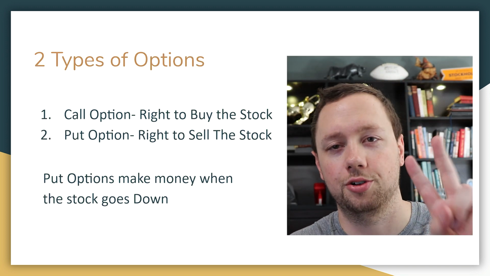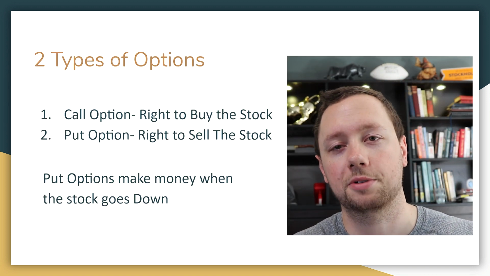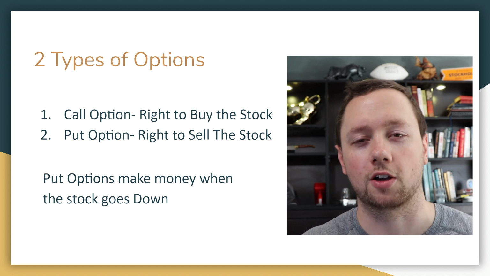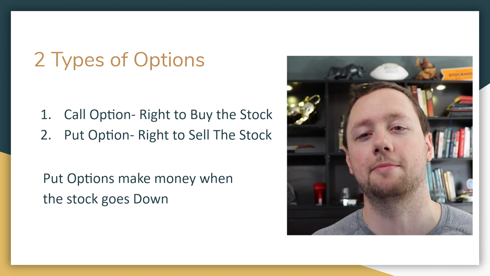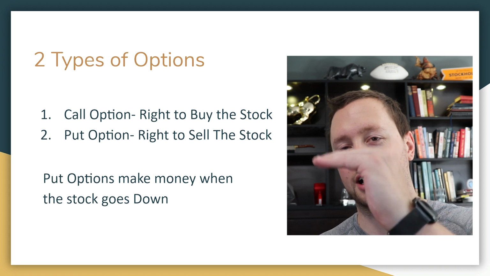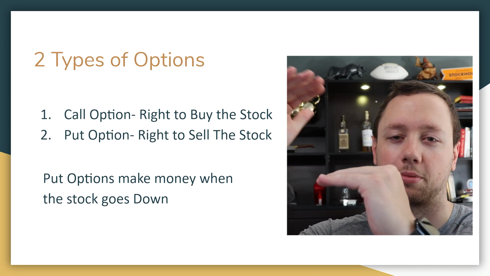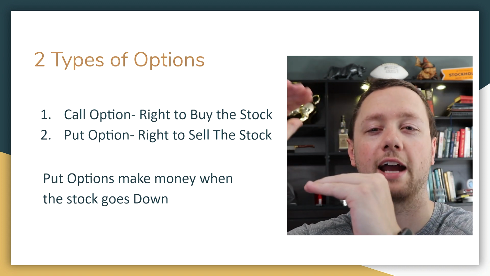Now, there are two different types of options. There are call options and there are put options. A call option is exactly what I just described to you, where you have the right to buy a stock at a certain price and you hope that the market price at expiration is going to be higher than that.